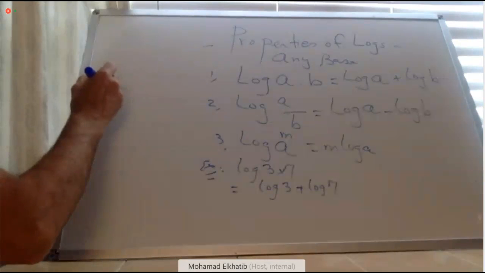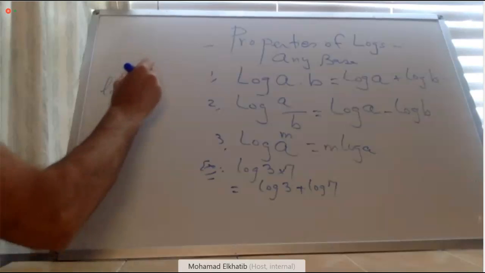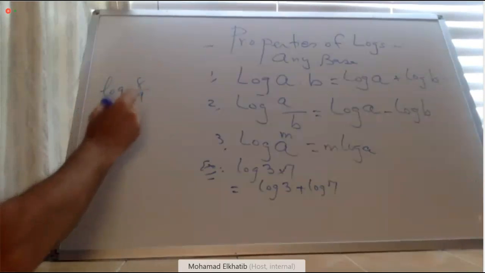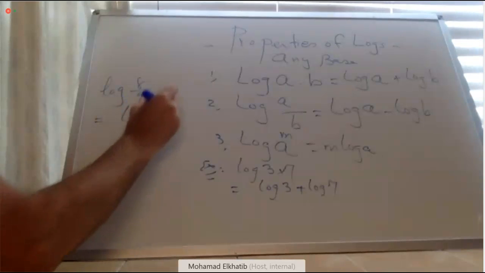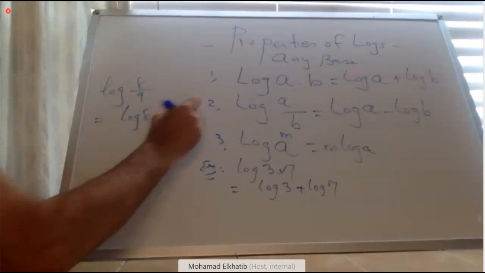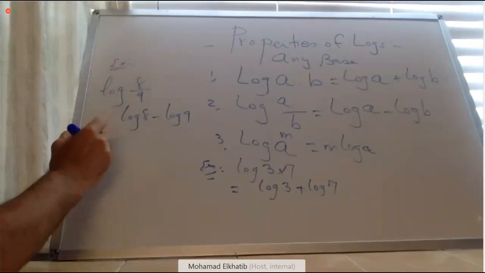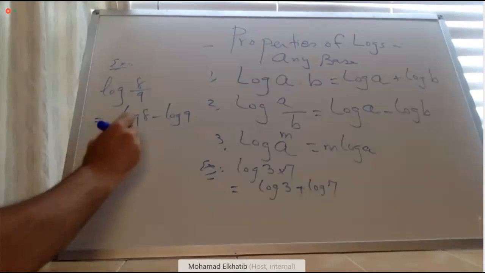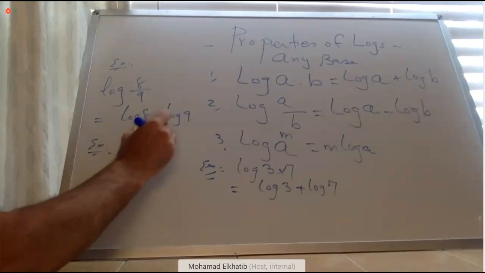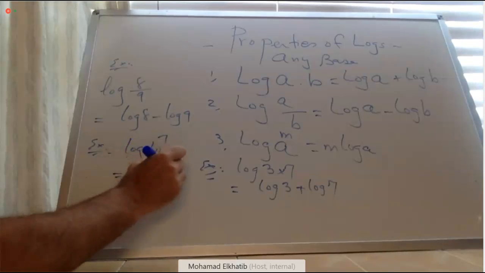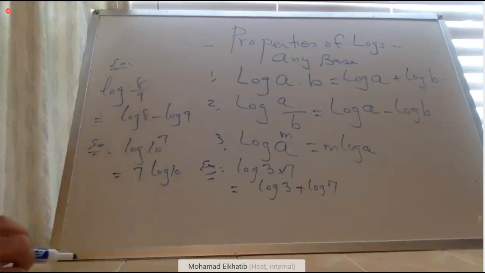Say if I want to find, let's say, log 8 over 9. I'm not putting the base because they work in any base. It'll be log 8 minus log 9. Let's say I want to find log 10 to the power 7. It'll be 7 log 10. I bring the power to the front.